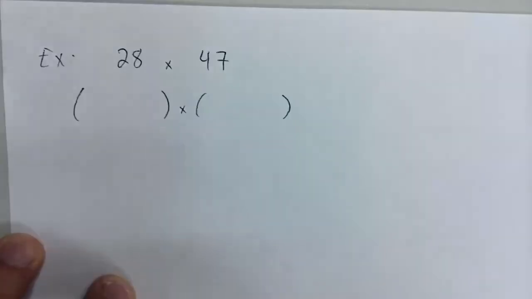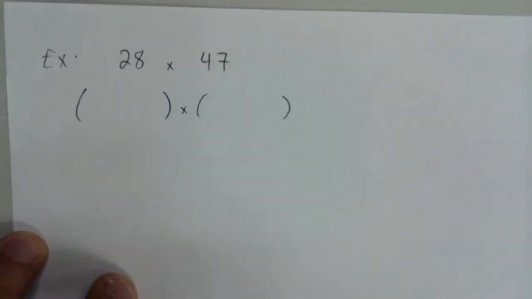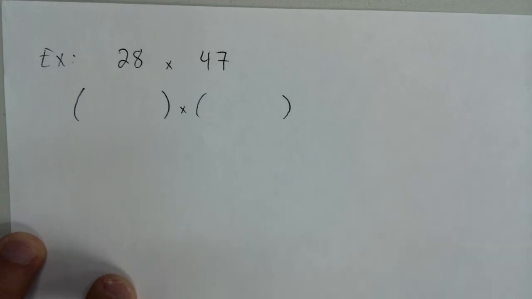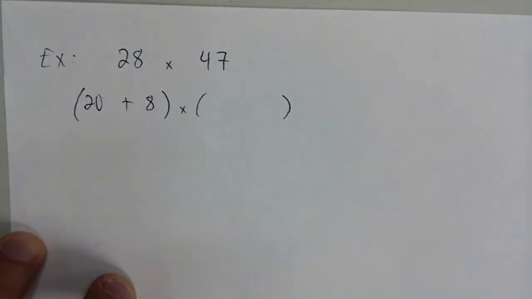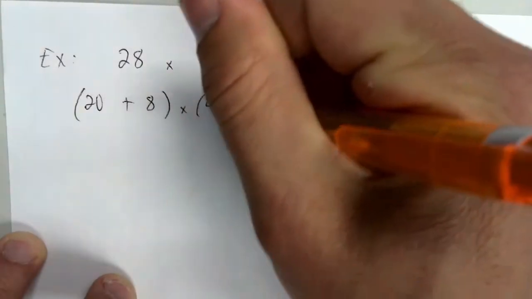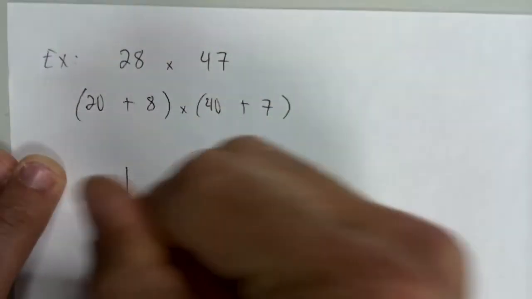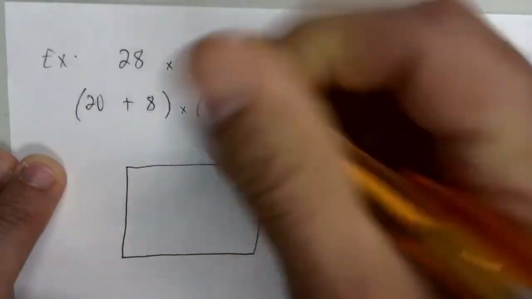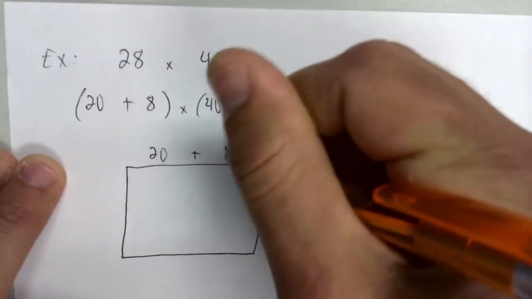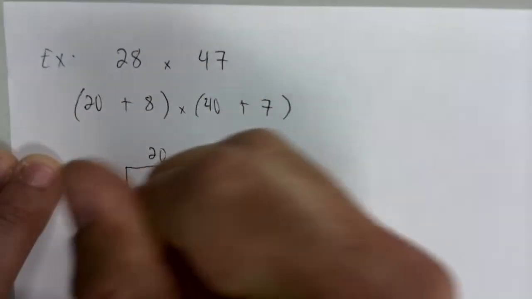We're going to split 28 up into a base 10 number, something that ends in 0, and a 1's value. So we'd say 20 plus 8. For 47, what would we write there? 40 plus 7. Now, if you think about this as an area problem, we're going to have 20 plus 8 and 40 plus 7.